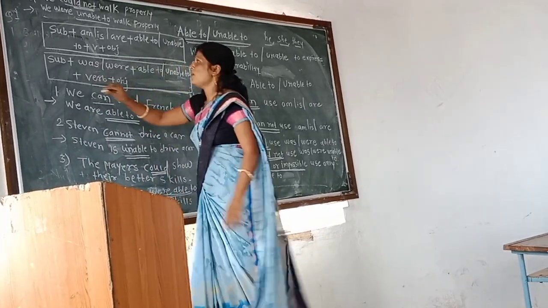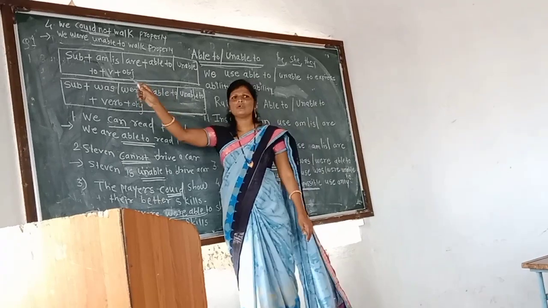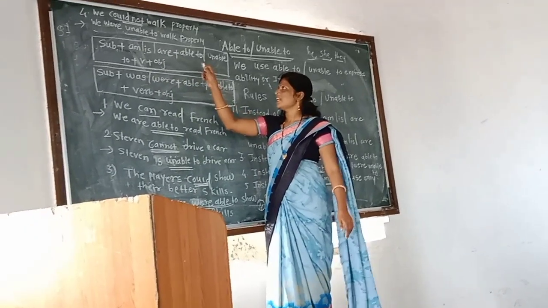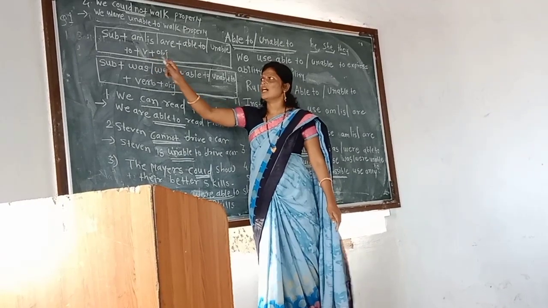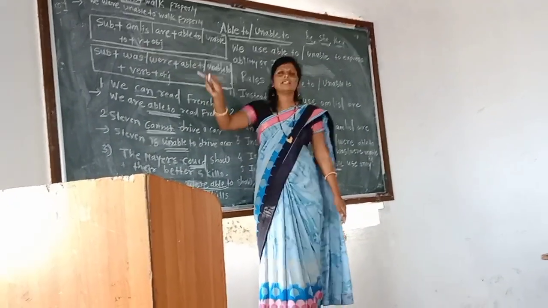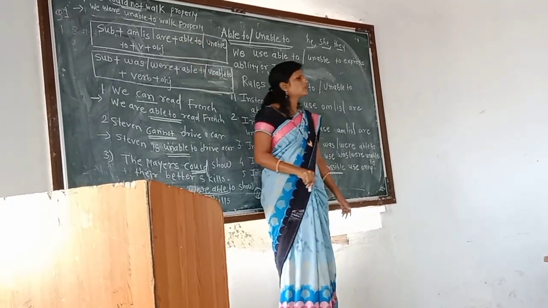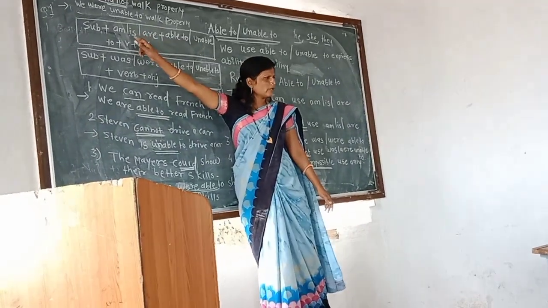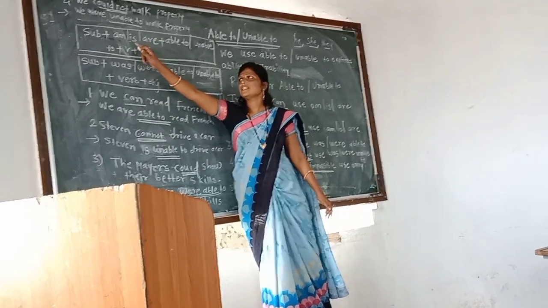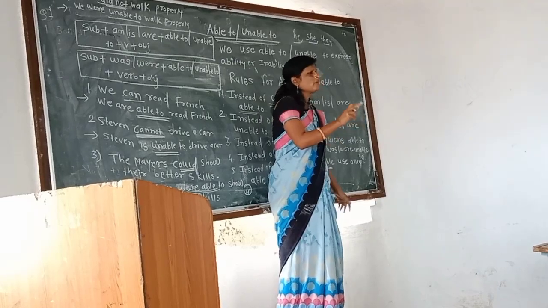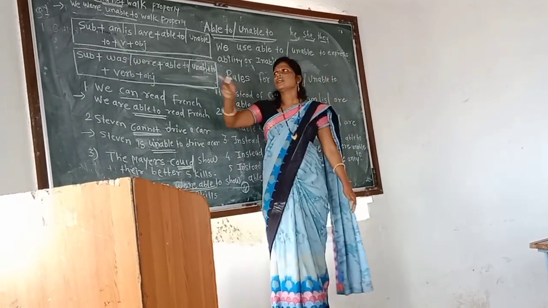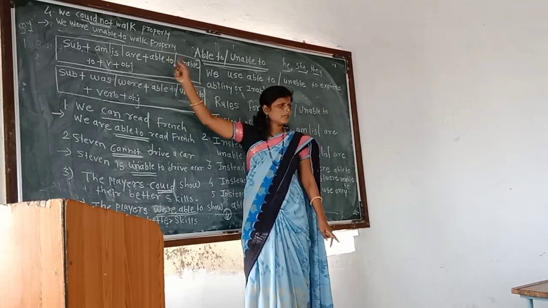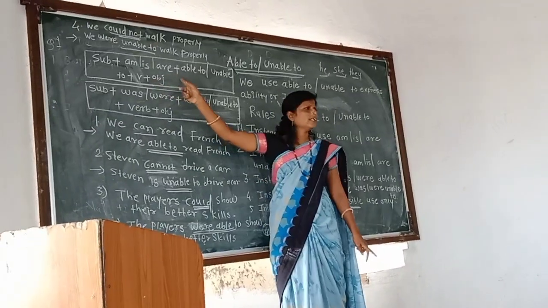So now, some patterns for solving able to and unable to. The first pattern: subject plus am, is, are plus able to or unable to plus verb plus object. This construction is very useful while you are making able to or unable to. You remove can and write the proper to be form, that is am, is, are. If the plural form is there, you use are. If the singular form is there, you use is. So the first pattern: subject plus to be form, then able to or unable to, then verb, then object.